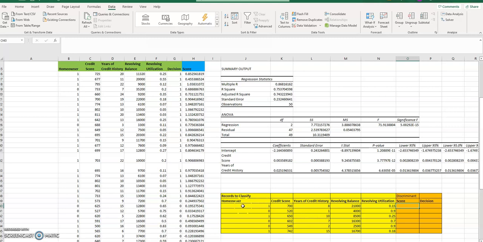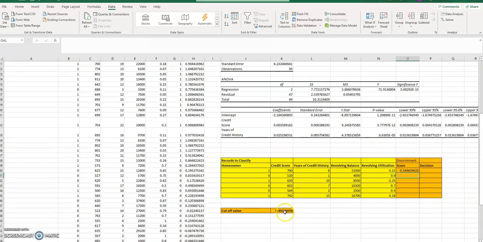So if I look at this first case where I have this data, the discriminant score will be, using the regression model as an estimate, the intercept plus the credit score coefficient times the actual credit score, and then plus the years of credit history coefficient times the years of credit history, and then I will hit return. And notice I have a discriminant score of about 0.55.